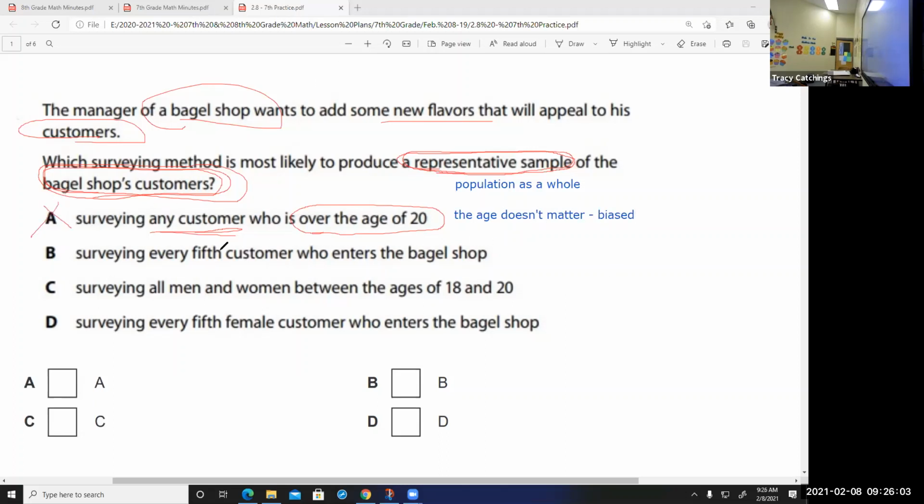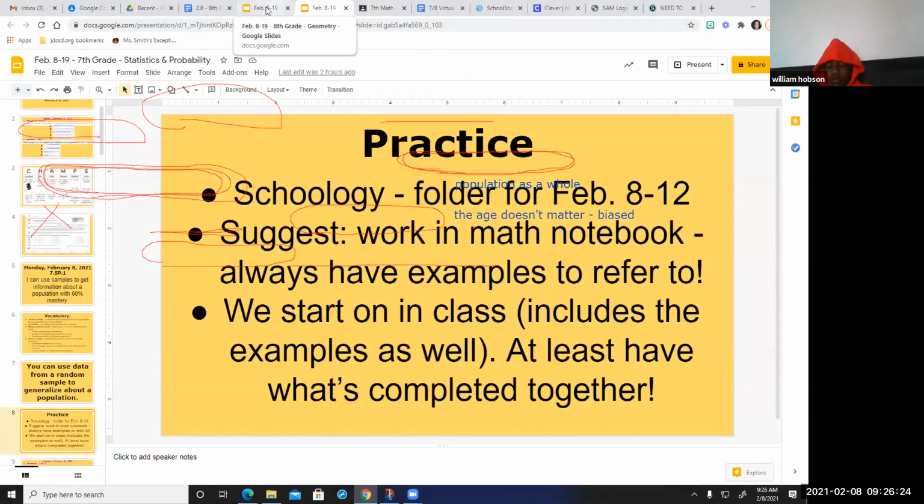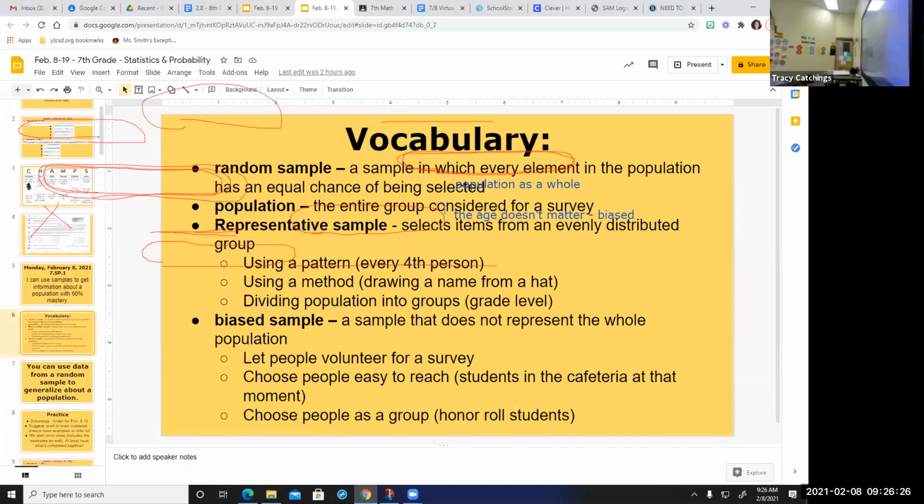All right, look at B. B says survey every 5th customer who enters the bagel shop. No. Why did you say no, Jamal? It didn't say nothing about fifth player. Fifth customer. Okay, so let me go back to something real quick. Since you said it didn't say nothing about that, excuse the rambling on my screen.